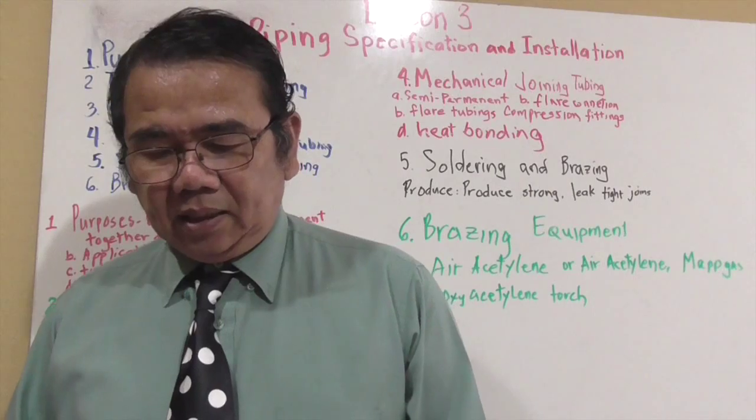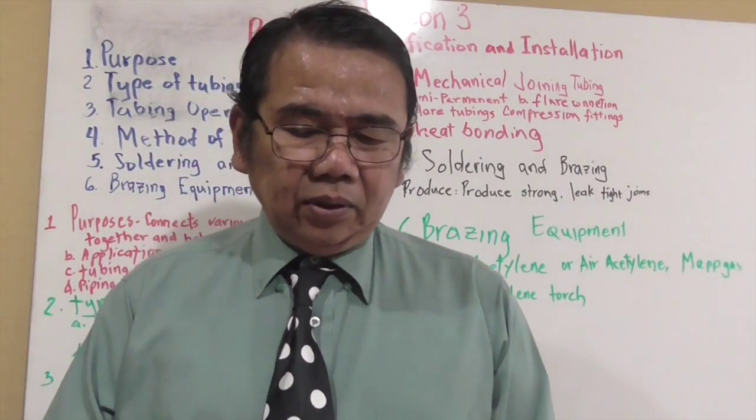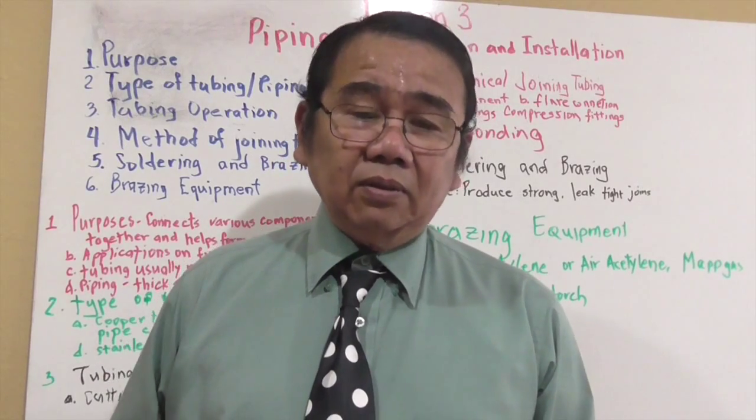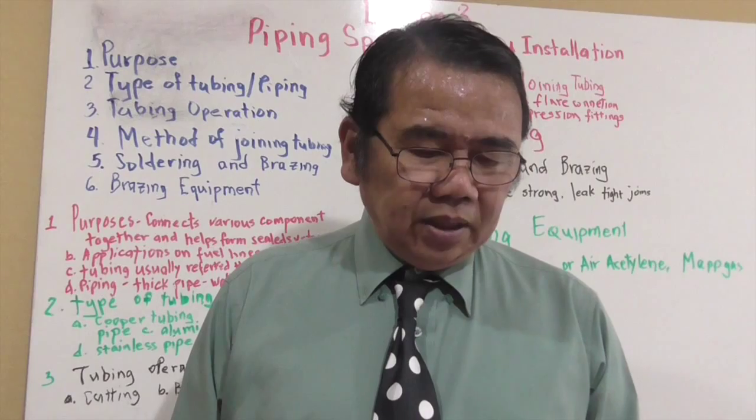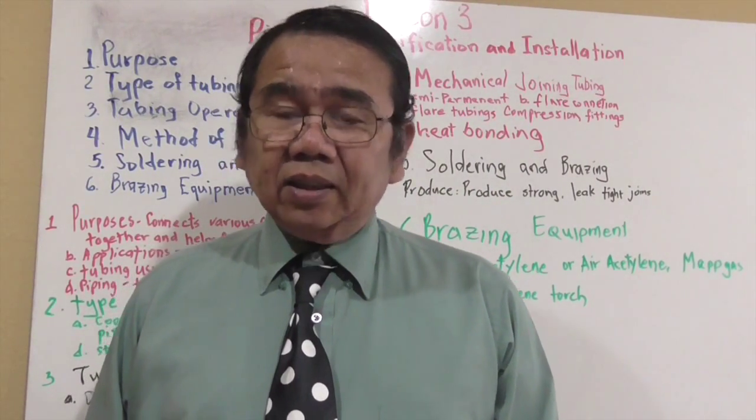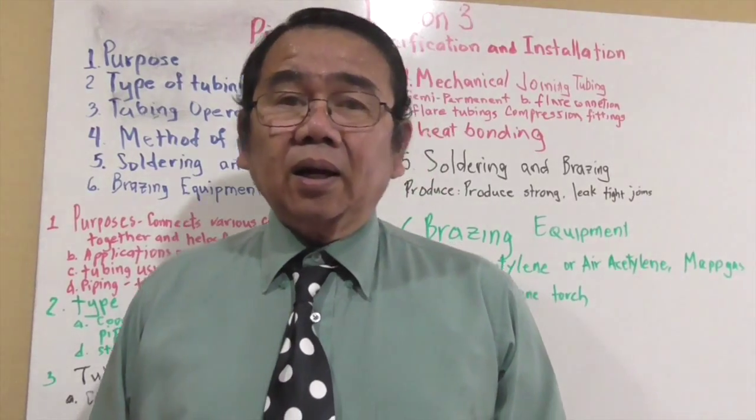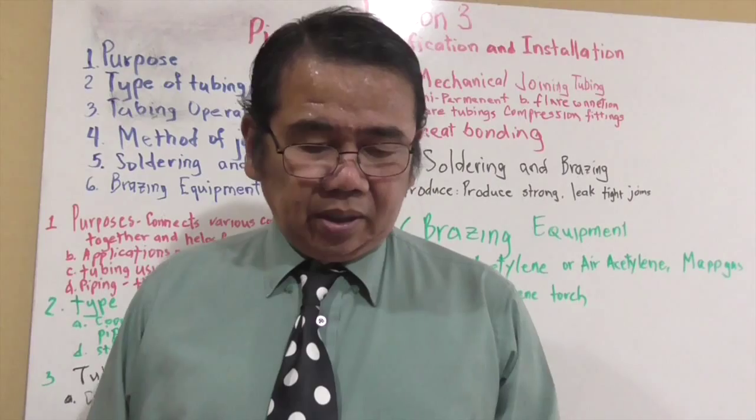And then the purpose. Soldering and brazing. We talk about soldering and brazing. The purpose of this is to produce strong, leak-tight joints. Attach copper tubing and fittings to each other.